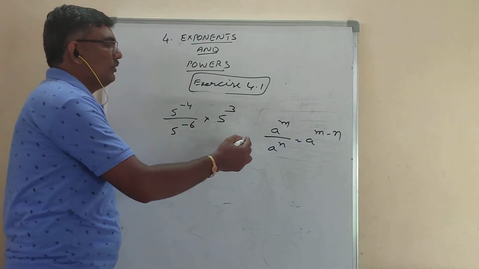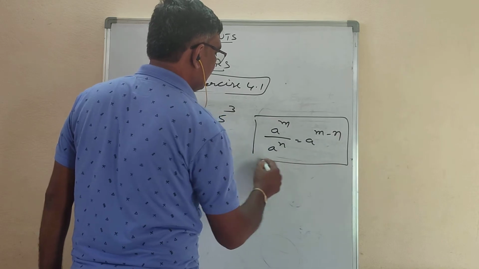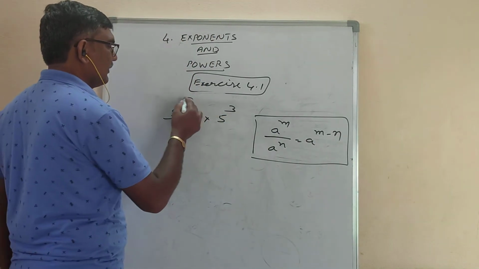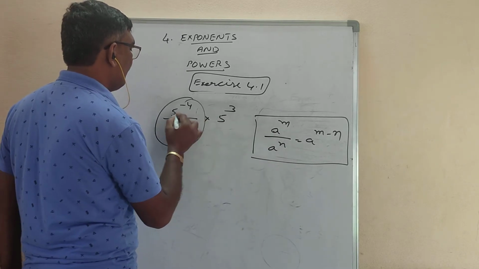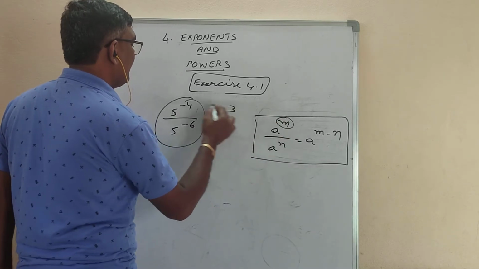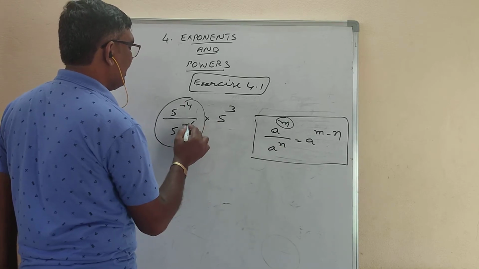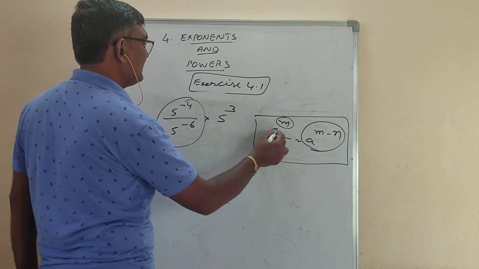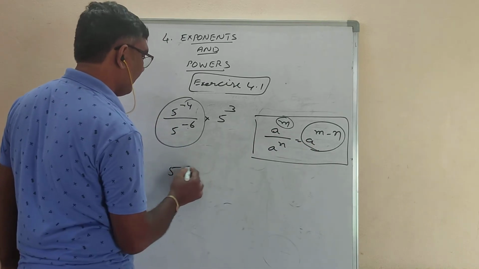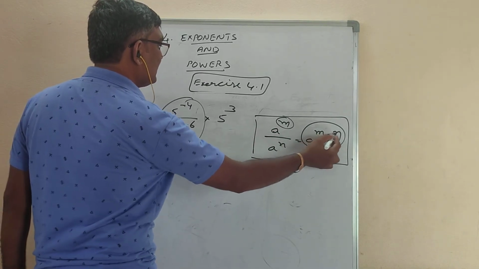Okay. So if you apply this formula for this one, in place of a you have 5, in place of m you have minus 4, and n you have minus 6. So I should write like this. Wherever a is there, I have to write 5. 5 power m minus n.